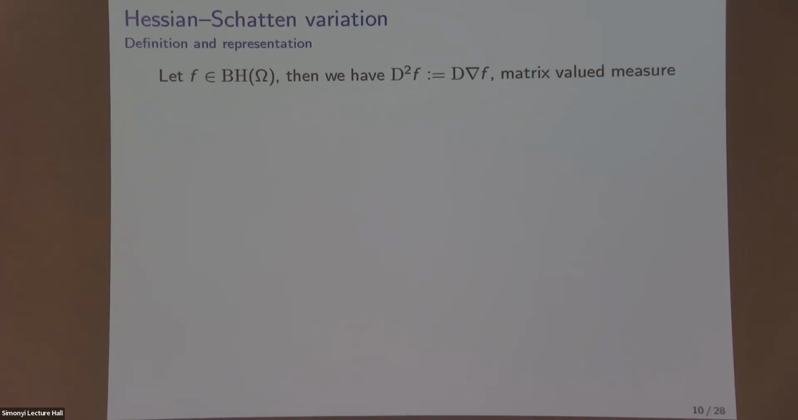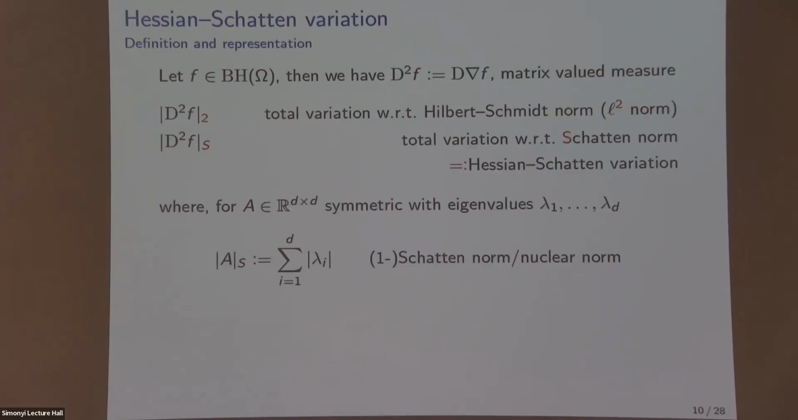Now you want to take the total variation of a matrix valued measure, so it's important to decide which matrix norm you should take. And here came the idea coming from the applied community. So what one usually does is to use the Hilbert-Schmidt norm of matrices. So it means that you sum the squares of the entries and take the square root. And this leads to this total variation.